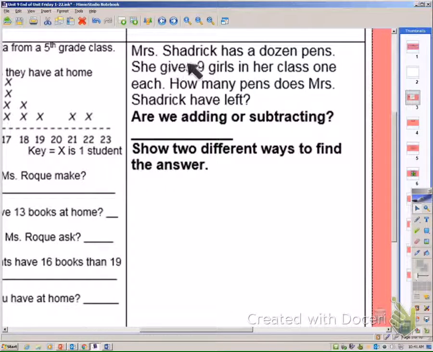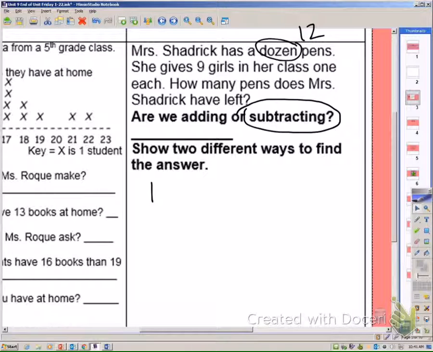It says Mrs. Shadrick has a dozen pens. Remember, a dozen means 12. A dozen pens. She gives 9 girls in her class 1 each. How many pens does Miss Shadrick have left? So are we adding or subtracting? You could have done it either way, but let's pick subtracting. Show 2 different ways to find the answer.